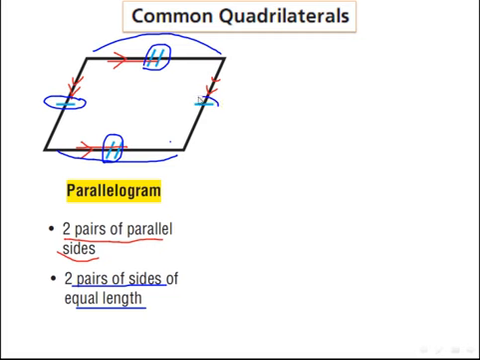this sign and this sign? They mean the length of this side equals the length of this side. The length of the first side equals the length of the second side. Now I have two pairs of equal length. I have two pairs of sides of equal length.